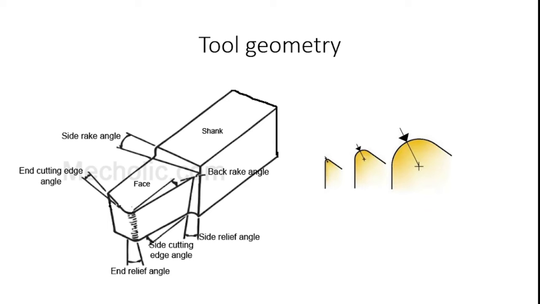What is meant by side relief angle? This angle is available on the bottom side of the back rake angle.